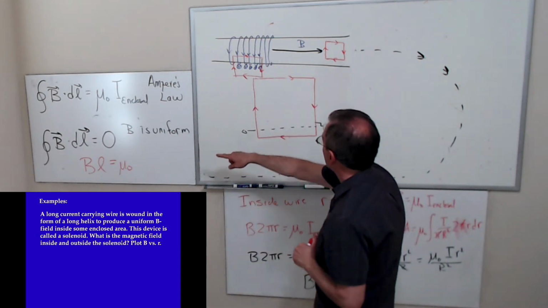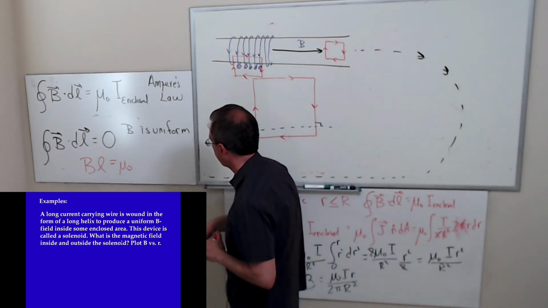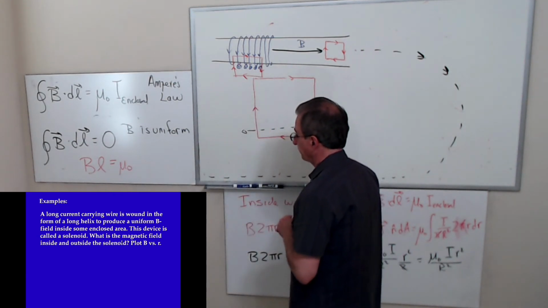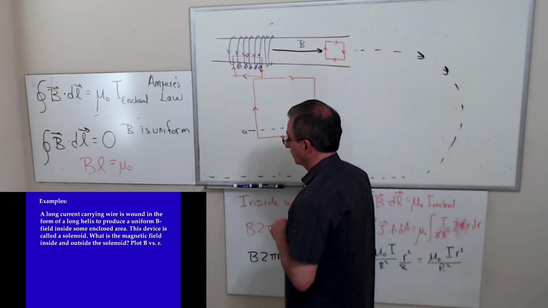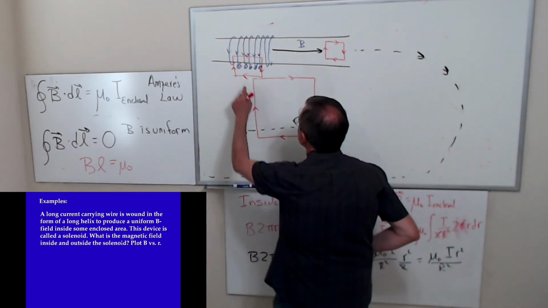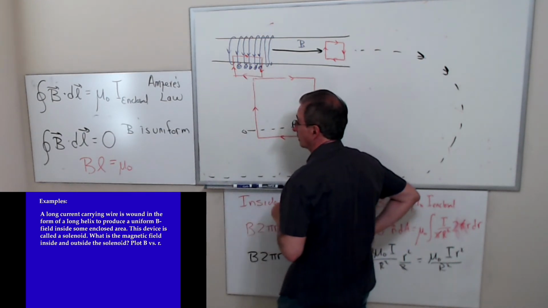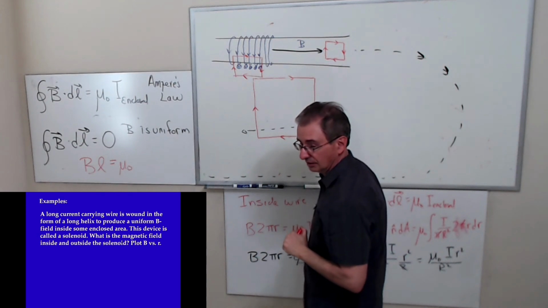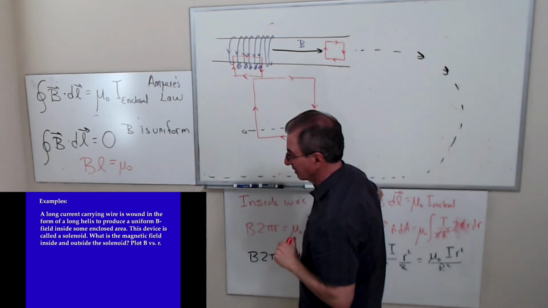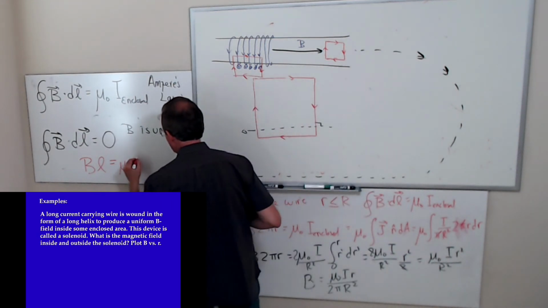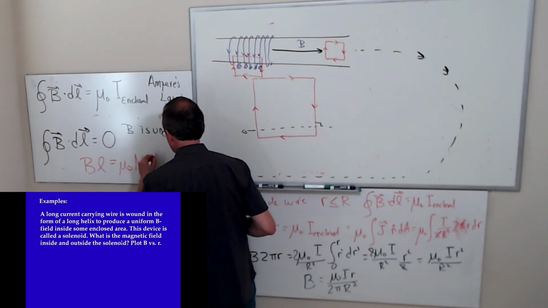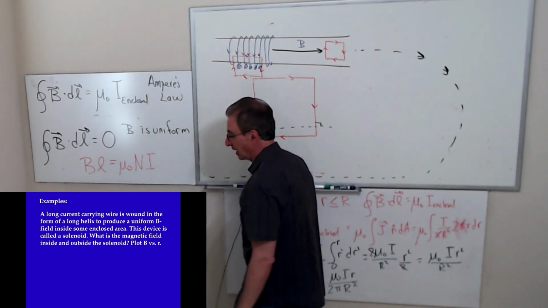So let's continue with this. How much current is enclosed? None. Well, there's this one, this one, this one, this one. Oh, so is it just N times the number of rings enclosed? Yeah, whatever that number is, right? N times I.